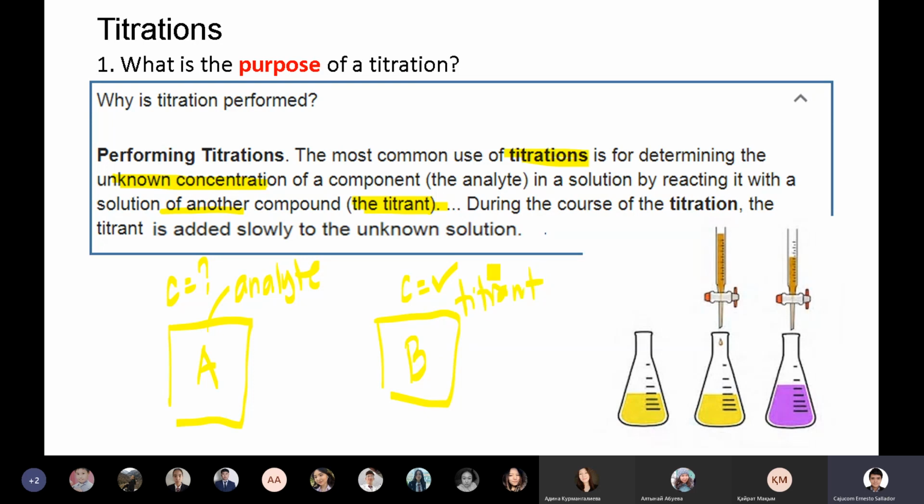Using the titrant, we are to determine the concentration of the analyte. So the unknown, we call the analyte. And the known substance, we call the titrant. You'll be able to understand more of this as I go on with my animations.